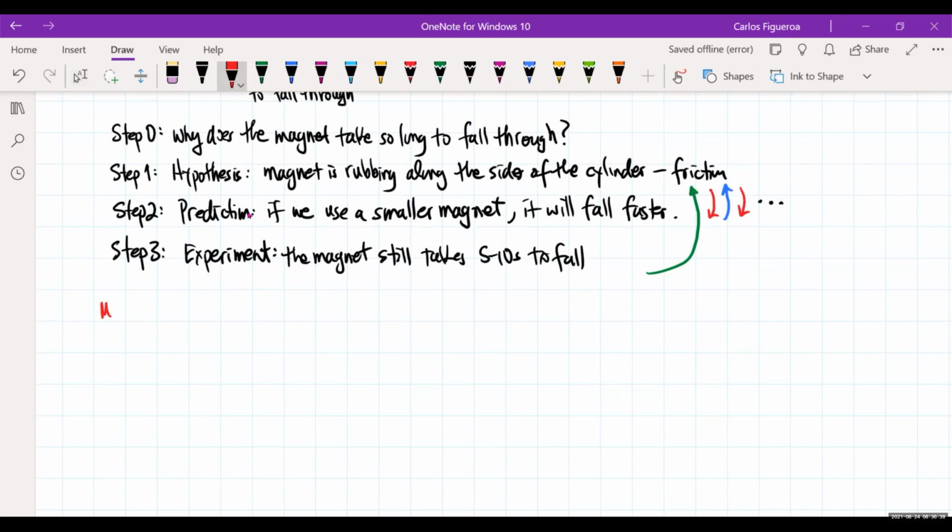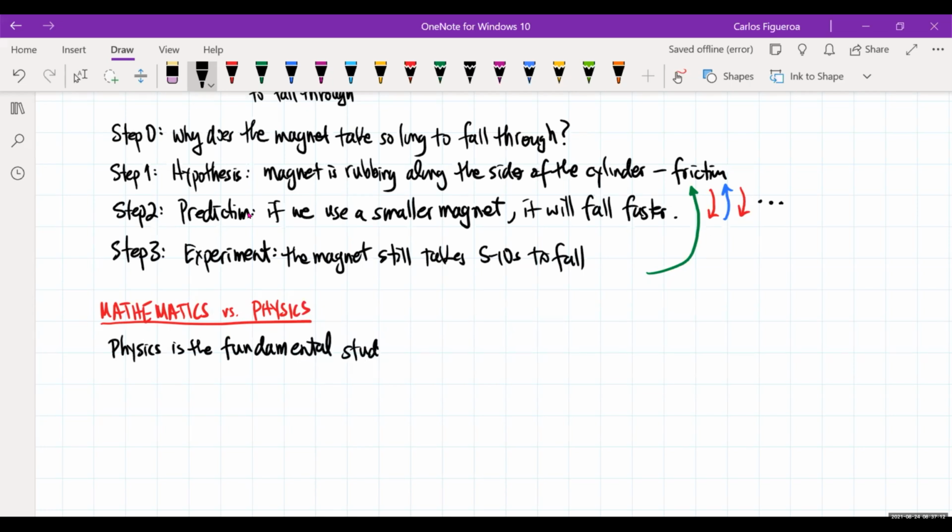Okay, let's go to the last piece here. I want to talk about mathematics versus physics. As we already said here, physics is the fundamental study of nature.